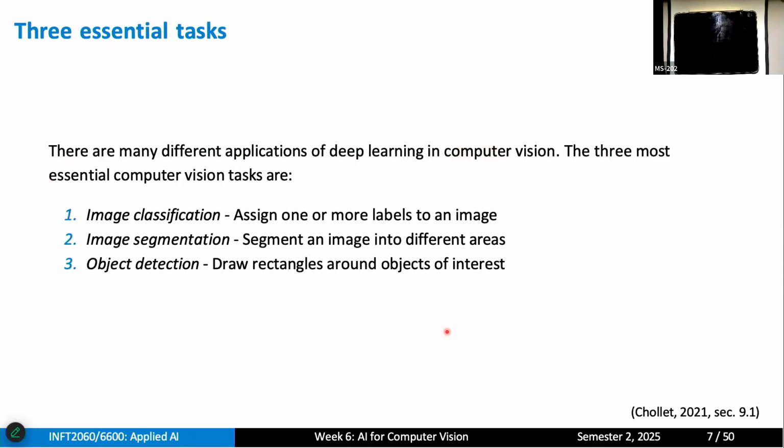All right, here are the three typical tasks. The first is image classification. The second is image segmentation. And the third one is object detection. This is very important. In your final examination, I will test you in the quiz and also in the short answer questions, giving you a scenario about the difference between these three terms.